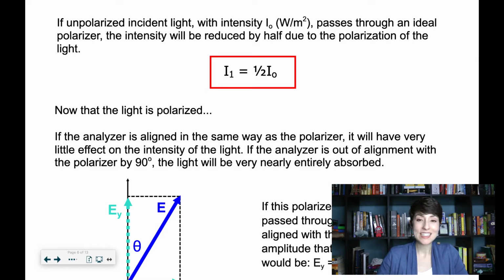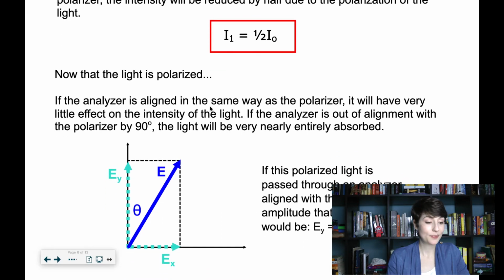If unpolarized incident light has some original intensity that we'll call I naught, by the way, the units for intensity are watts, which are units of power, per meter squared, so per unit surface area. If that passes through an ideal polarizer, a perfect polarizer, the intensity of light that gets through will be reduced by half due to the polarization of light. So I1, the intensity passing through the original polarizer, is just equal to half of the original intensity.